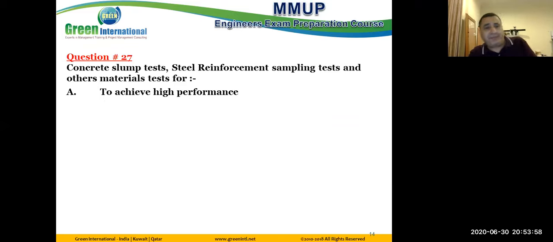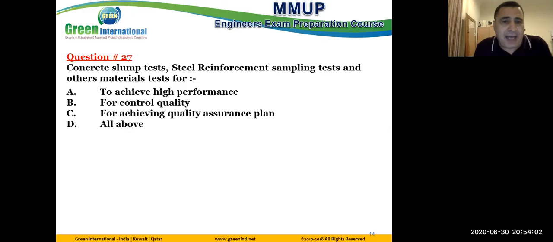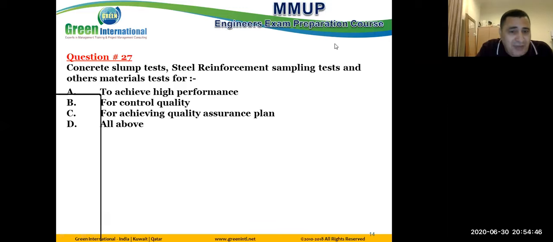Number 27, very important: concrete slump tests, steel reinforcement sampling tests, and other material tests. We did sampling, we did inspection, we did all this type of test. Is it related to achieving high performance? For sure, 100%. For control quality? For sure. For achieving quality assurance plan? No. All above? No. We have A and B. Which one? Let me check. B, perfect. B, guys: for control quality.